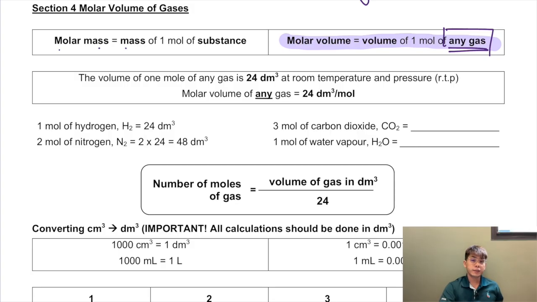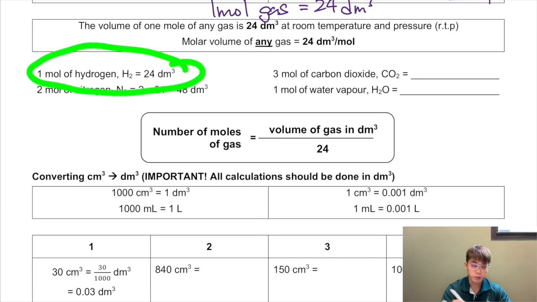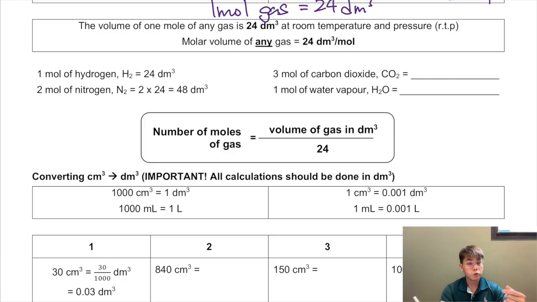Now, the interesting thing about molar volume is that there's only one number to remember. 1 mole of any gas, oxygen, hydrogen, nitrogen, all gas is 24 dm cube. Dm cube stands for decimeter cube. So 1 mole of hydrogen is 24 dm cube. 1 mole of oxygen, 24 dm cube. 1 mole of nitrogen, 24 dm cube.